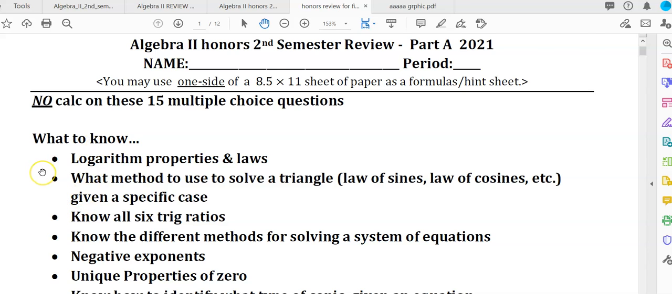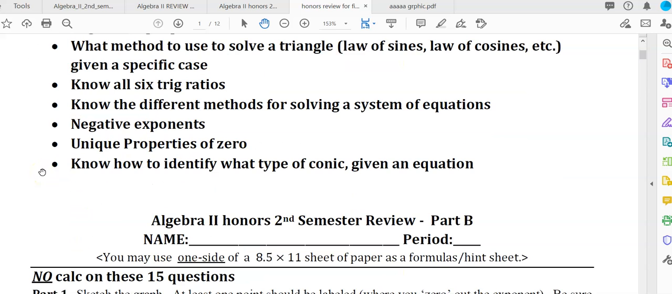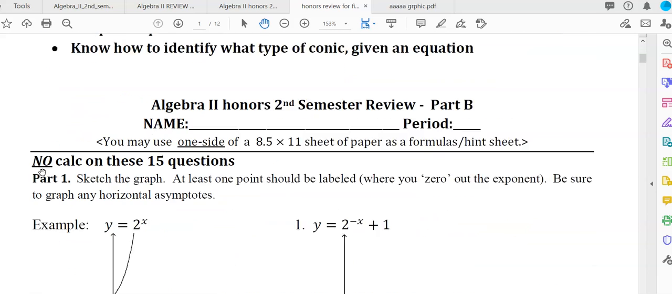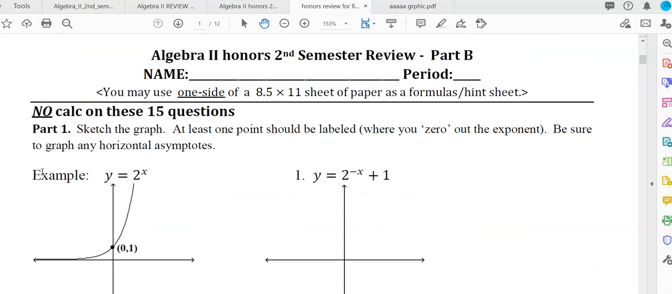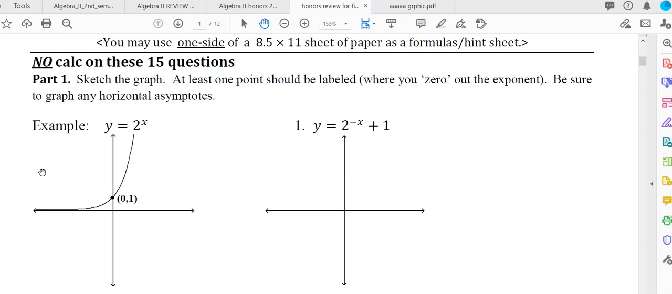Here's a review for second semester. I think we've already gone over the multiple choice section in class, so let's start with the first problem in part B. And don't forget, you can use a formula sheet, a one-sided handwritten sheet of paper with any formulas you want on it for the final exam. That's fine.